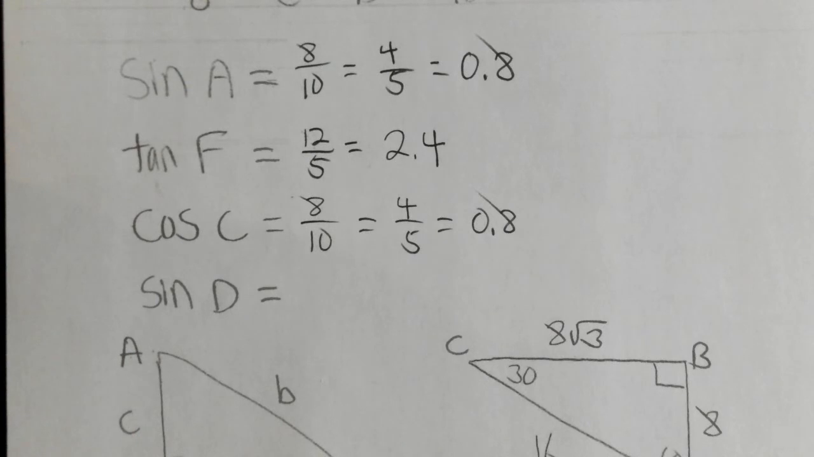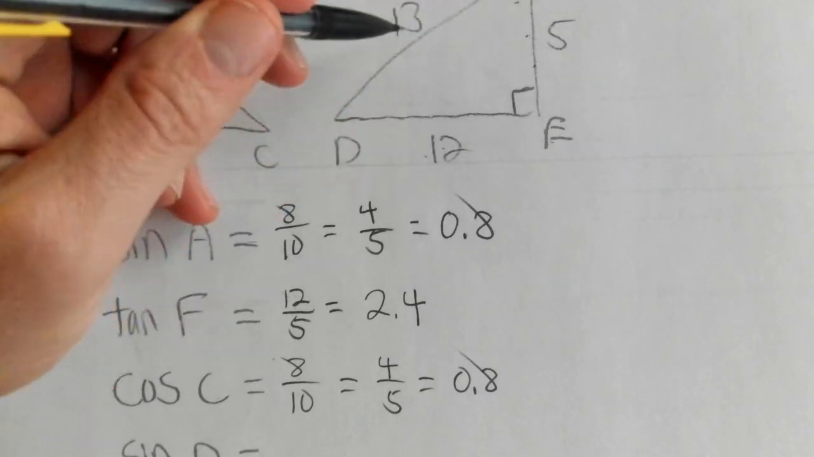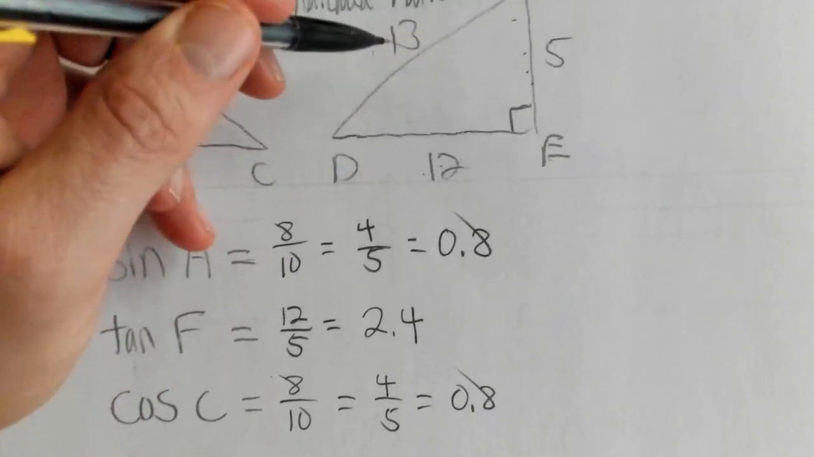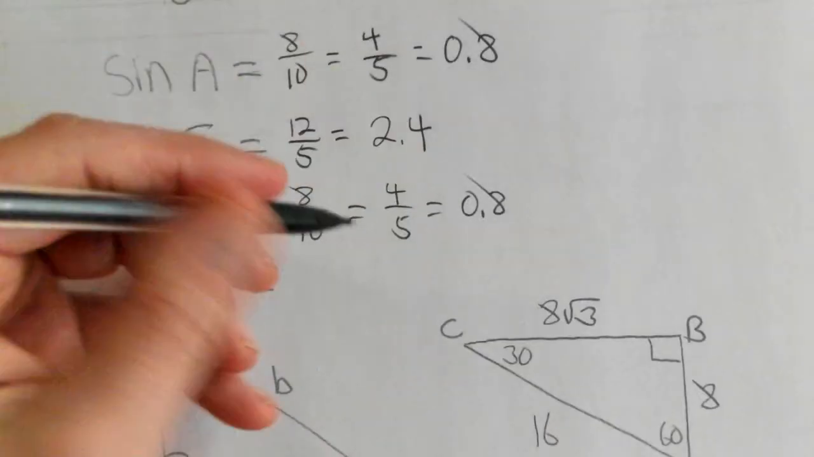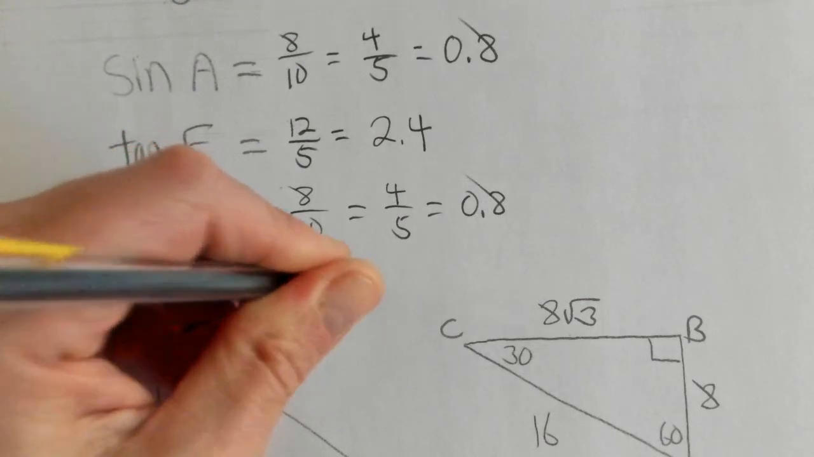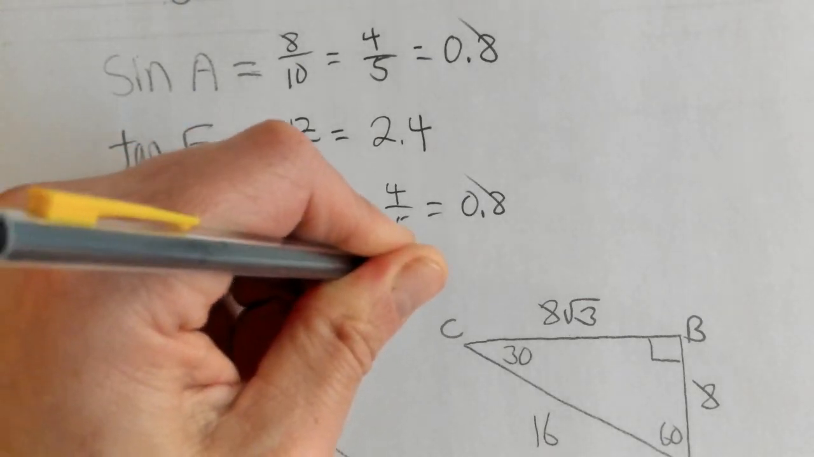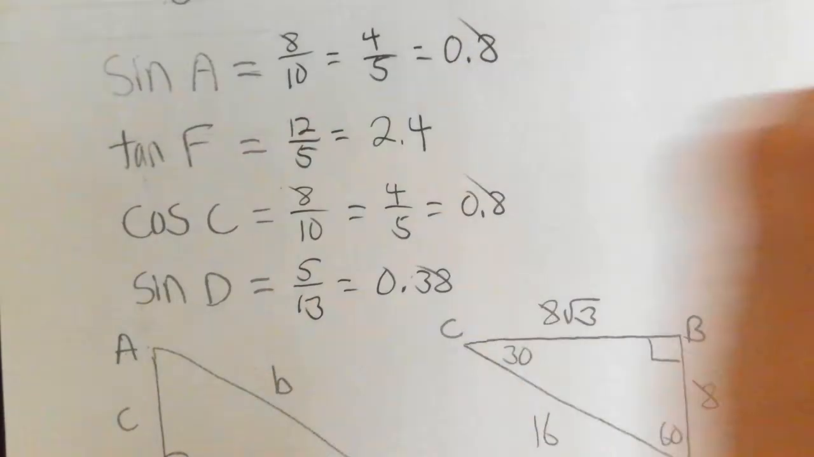Let's see. Next one we need is the sine of D. So sine is opposite over hypotenuse. So opposite of D is 5, and the hypotenuse is 13. 5 over 13, which equals 0.38. All right. So there you go.